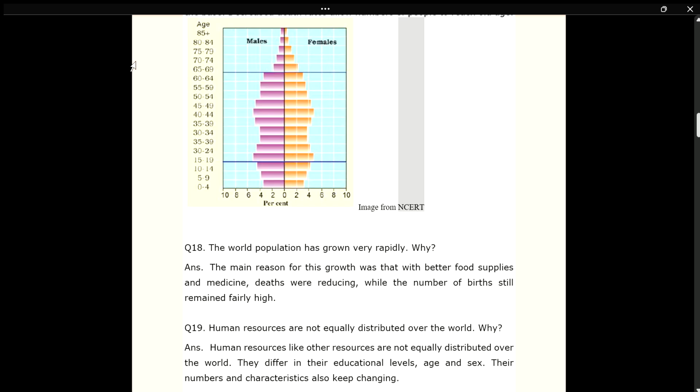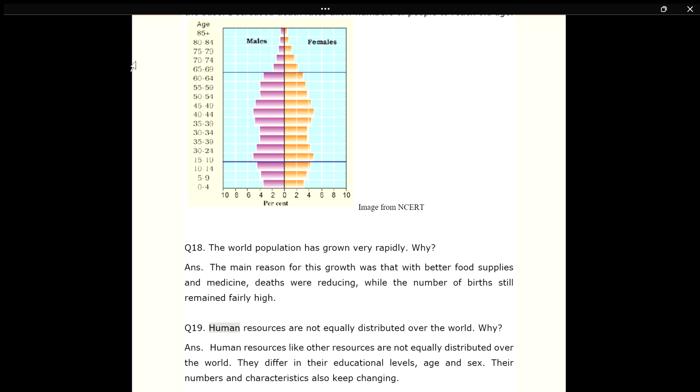Image from NCERT. Q18. The world population has grown very rapidly. Why? Ans. The main reason for this growth was that with better food supplies and medicine, deaths were reducing, while the number of births still remained fairly high.